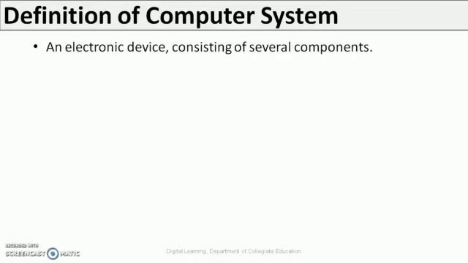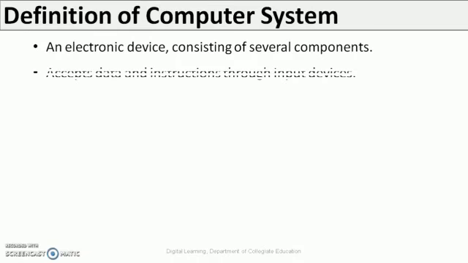So, let's move to the definition of a computer system. A computer is an electronic device consisting of several components. It accepts data. Data means what? Data is nothing but a fact or information that is stored in or used by a computer.